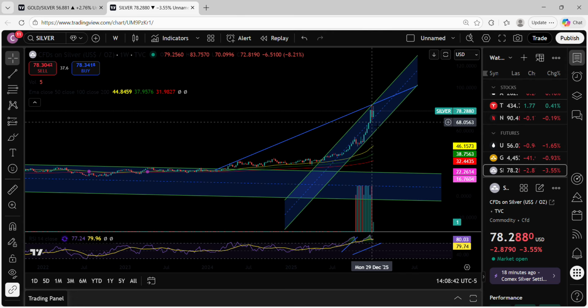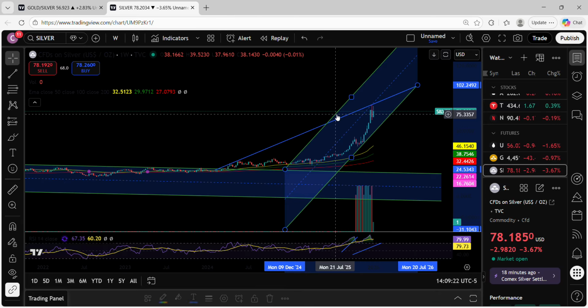I always try to look at if we were to break the parallel, we first have to break this line right here, which is going to act as the first area of resistance inside the parallel. And if we break this line, then the next line we need to break would be this top portion of the parallel. And if we were to break this top portion of the parallel, you then can utilize measured moves by replacing the midpoint with the top portion of the parallel, and you get action that looks something like this.